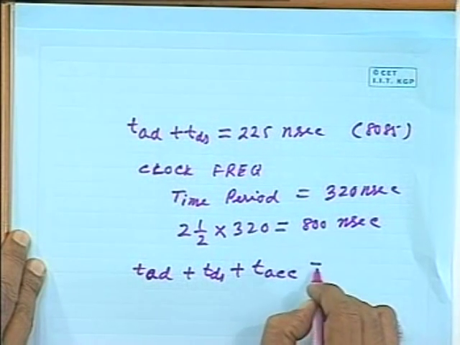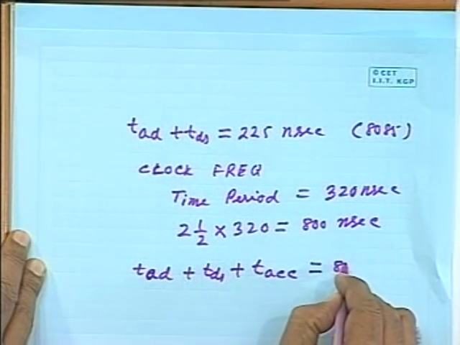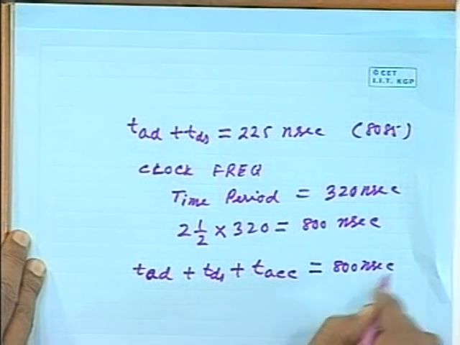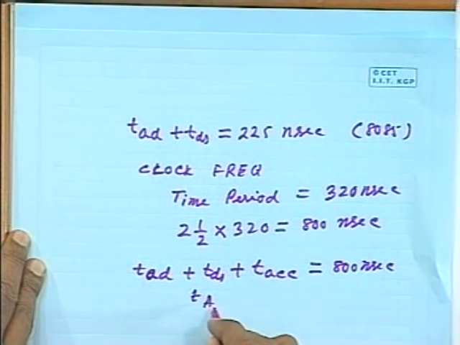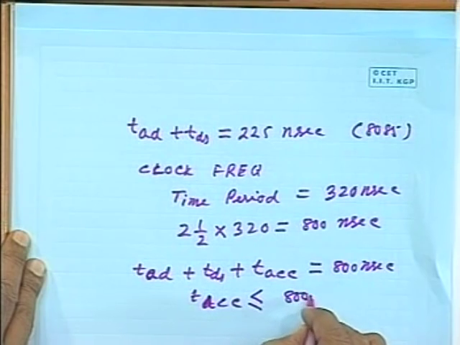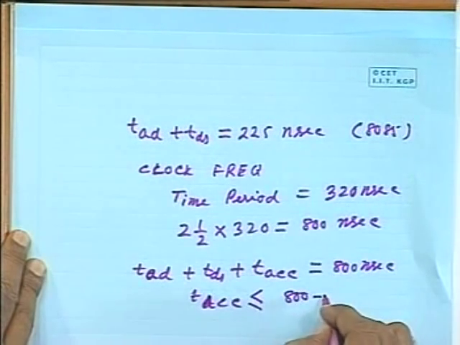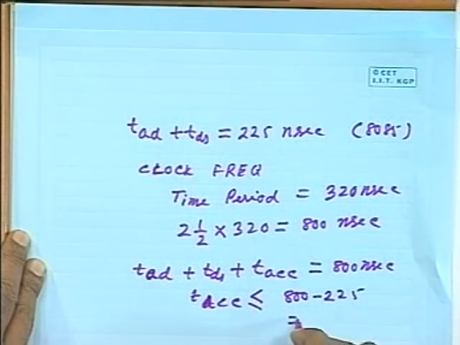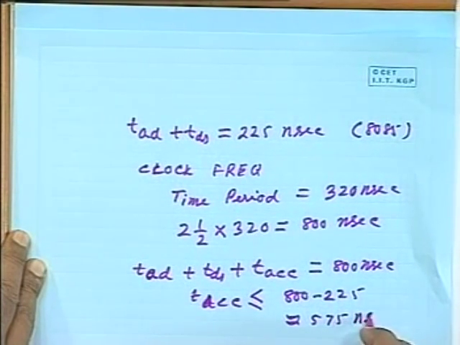This should be equal to 800 nanosecond. In other words, T access time, the memory access time, must be less than or equal to 800 minus this 225, which is roughly 575. So the access time must be less than 575 nanosecond, otherwise you will not get correct data from the memory.